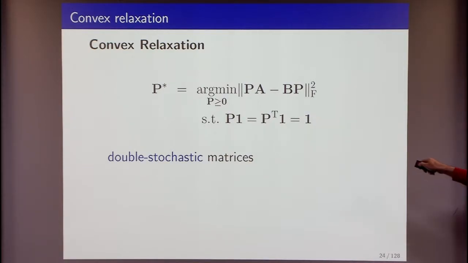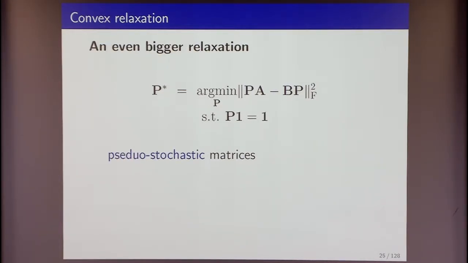So I would like to drop the non-negativity constraints, and I would like to drop either the row or column sums constraints. So instead of talking about doubly stochastic matrices, I will be talking about what I probably should call pseudo-stochastic matrices. They have rows that sum to 1, but there are no non-negativity constraints. So it's an affine space. It's a much coarser relaxation of the original problem.